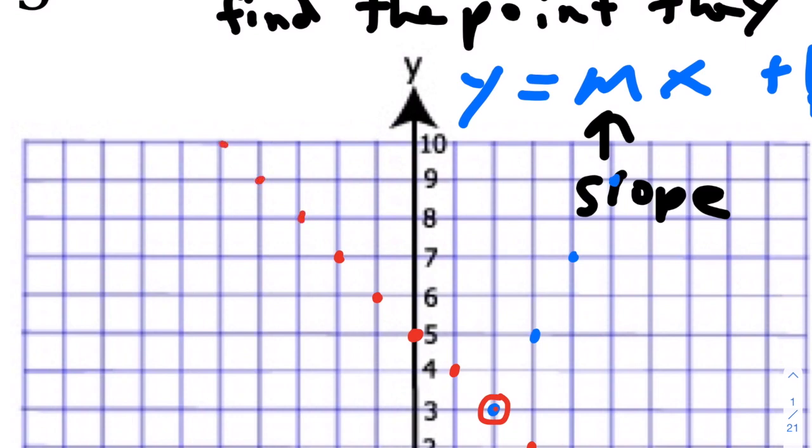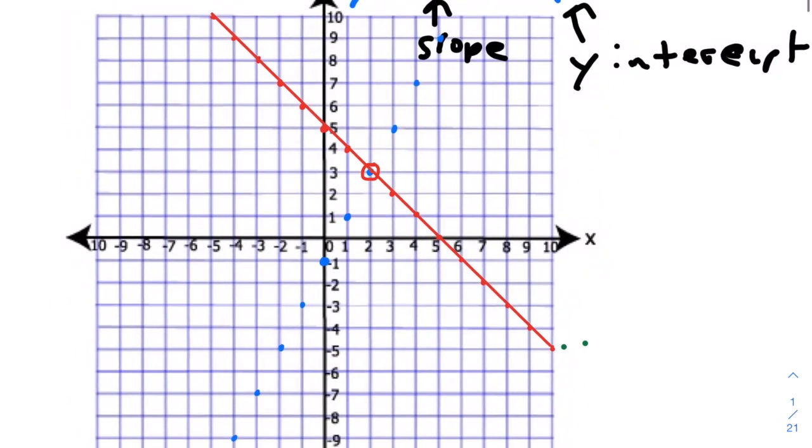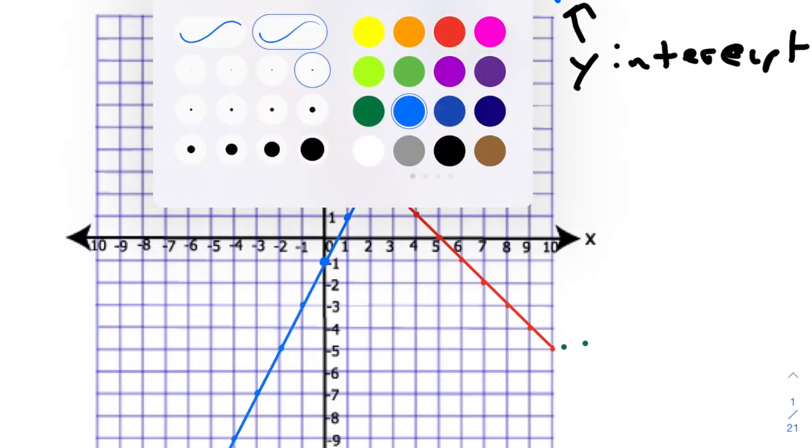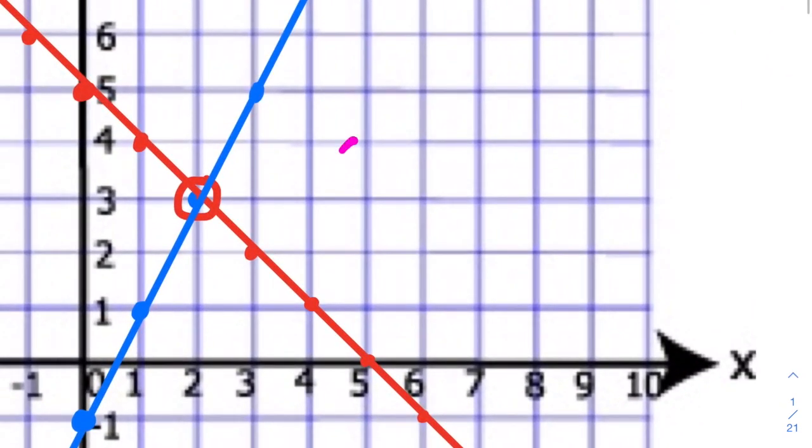I can now go ahead and draw my lines. And even if they're not 100% accurate, because I circled it, I can already see where they cross. So I'm going to draw my other one. And I can see that they have a point of intersection, or where they cross, at 2, 3.